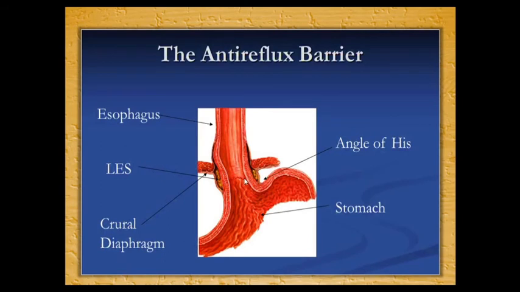The second is the valve-like mechanism of the short portion of the esophagus that passes through the diaphragm, I mean here. It can act like a valve. And the third is the fibers of the crural portion of the diaphragm that surround the esophagus, which also act as a valve and prevent the reflux.